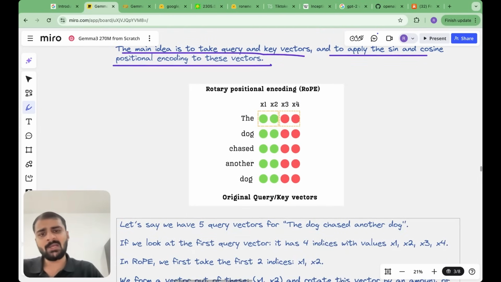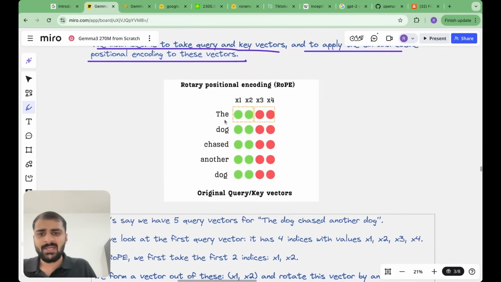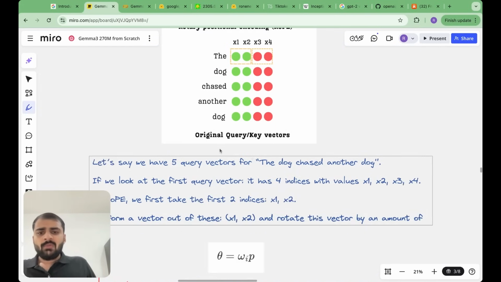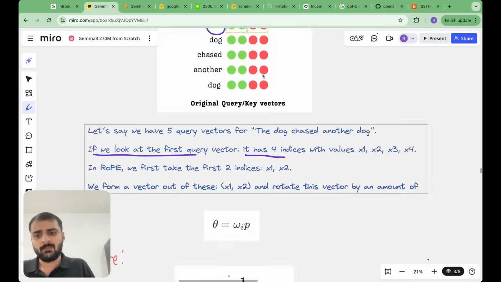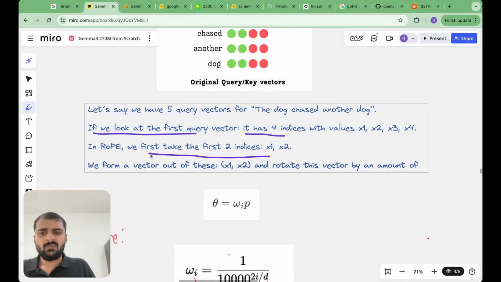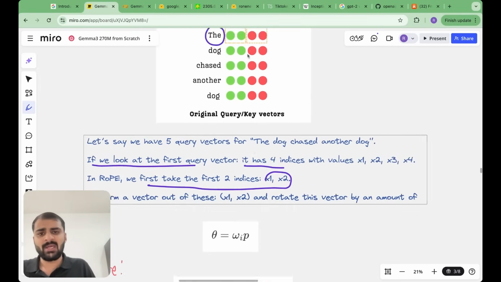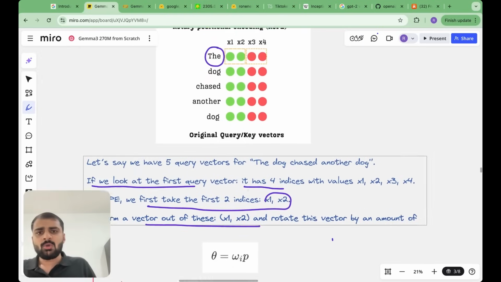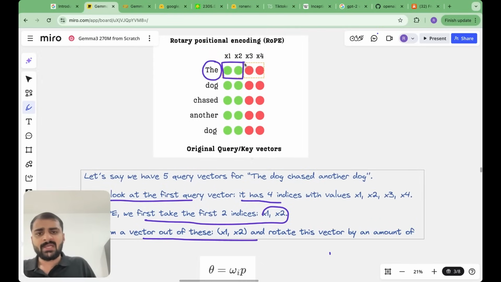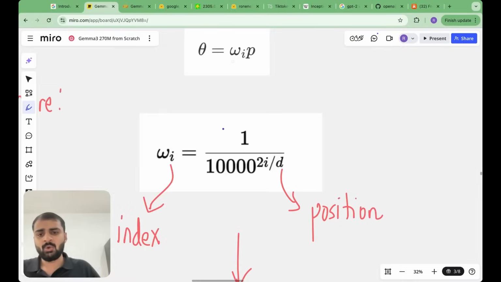Let me show you how that is done. So let's say you have a query matrix, right? The dog chased another dog, and this dog and dog are at different positions, of course. So what we have to do is, if you look at the first query, it has four indices: x1, x2, x3, and x4. In RoPE, we first take the first two indices, x1 and x2, and we form a vector out of this, x1 comma x2, and then we rotate this vector.